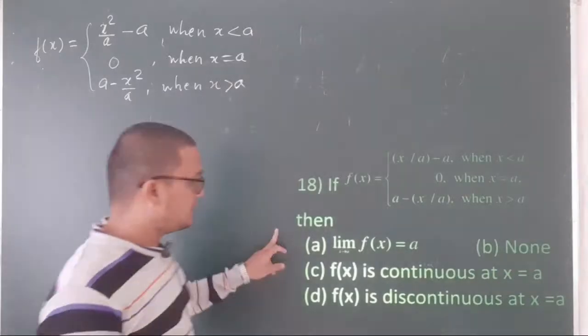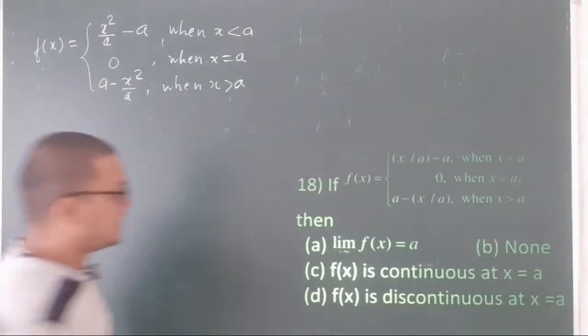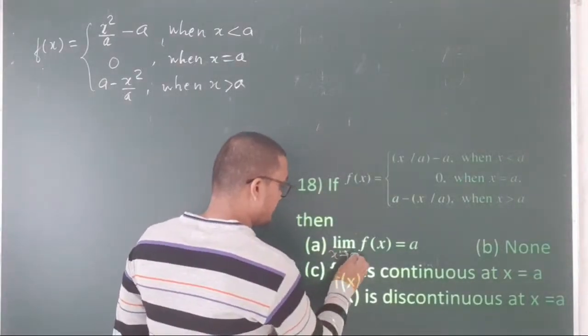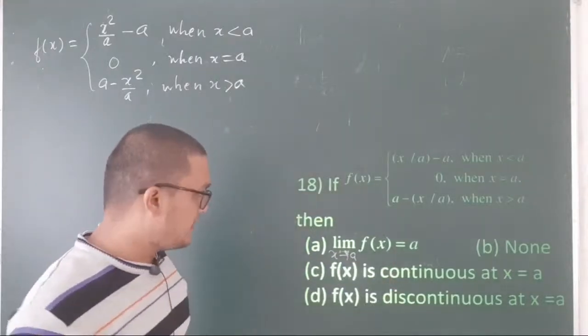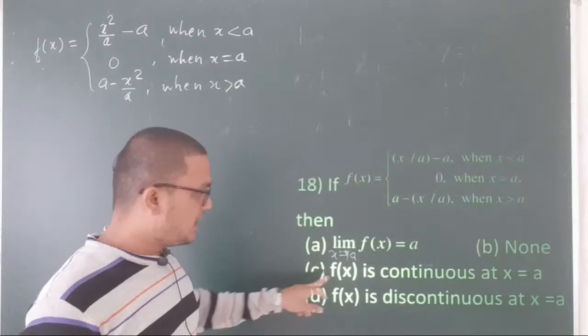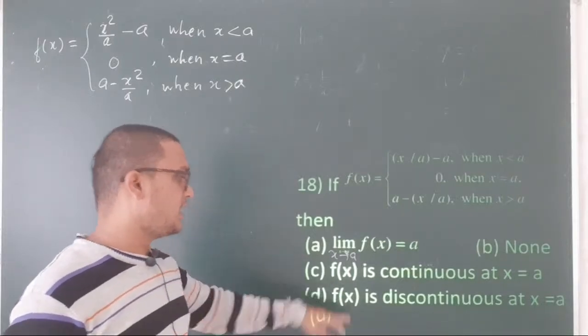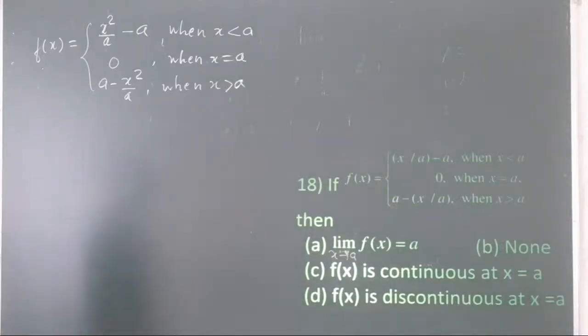Then the options are: option A, the limit as x tends to a of f of x is equal to a; option B, none of the above; option C, f of x is continuous at x equals a; option D, f of x is discontinuous at x equals a. Okay, then you need to check.